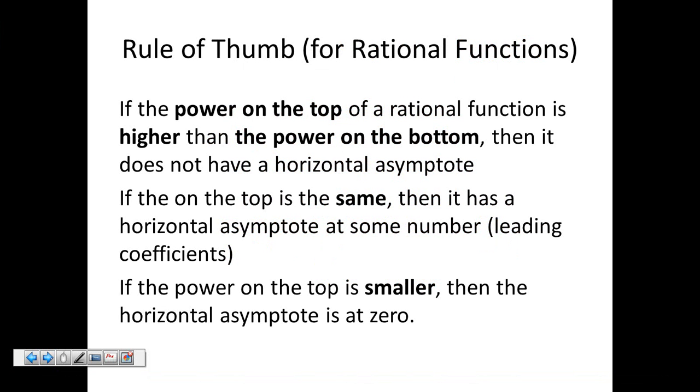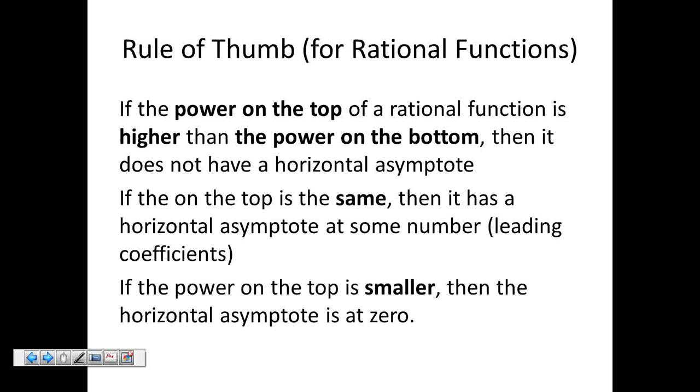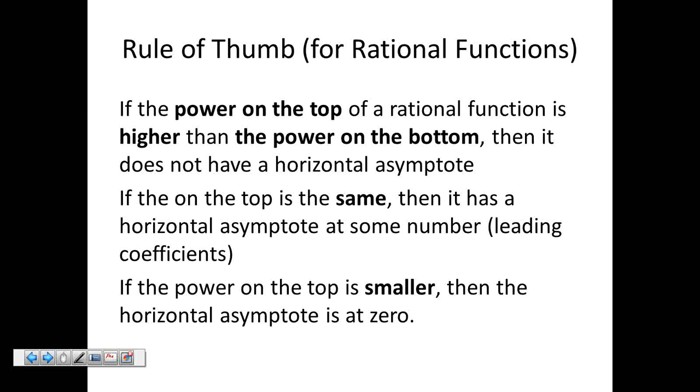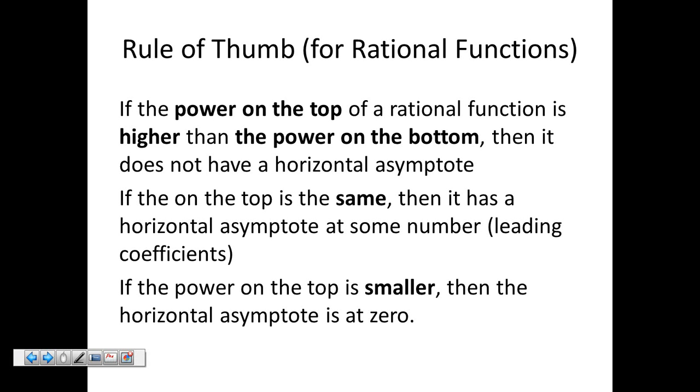All right, I love rules of thumb. I try to develop these to make sense of this math stuff. So here's my rule of thumb for rational functions. If the power on the top of a rational function is higher than the power on the bottom, then that does not have a horizontal asymptote. That limit as x approaches infinity is not going to equal a number. It's actually going to equal infinity. And we're going to take a look at some of those in a second.